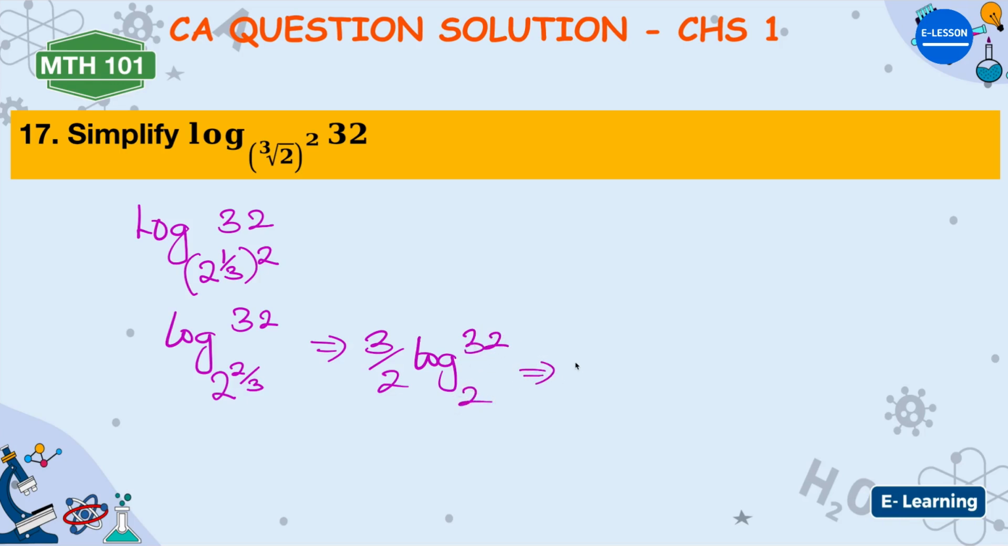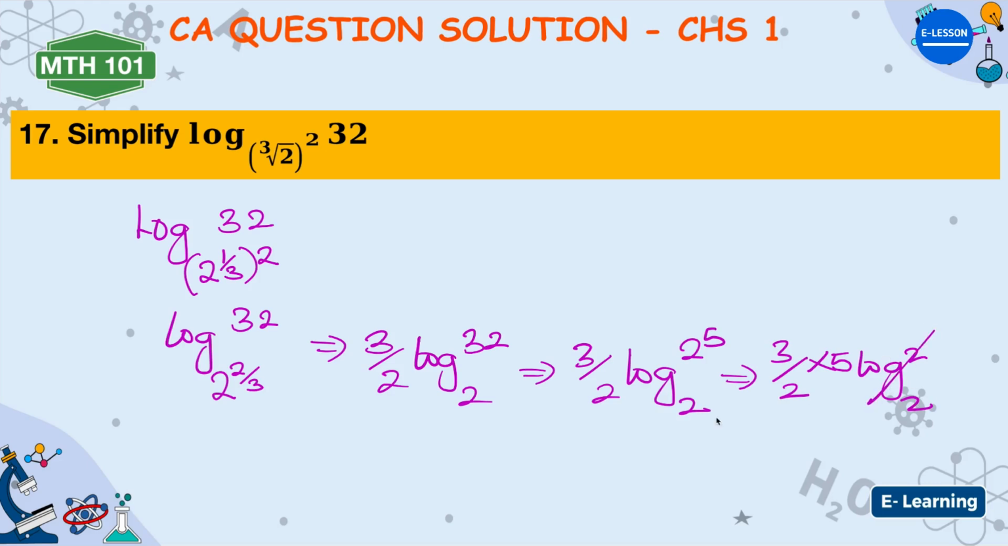This log 32 can also be written as 2 to the power of 5 to base 2. This 5 can cross to the back, which will give us 3 over 2 times 5 log 2 over 2. Log 2 over 2 will give us 1. So the final answer here will be 3 times 5 divided by 2, which is 15 over 2, which equals 7.5. That's the answer to that question.